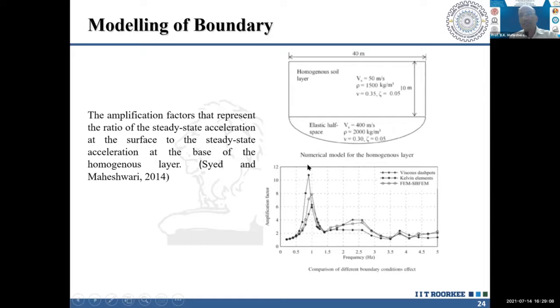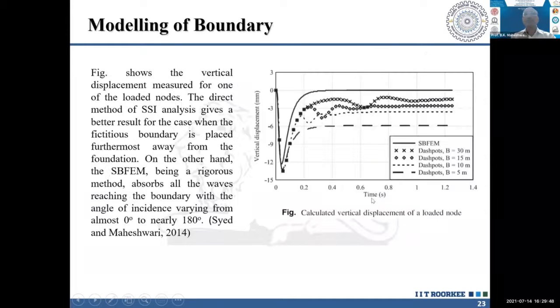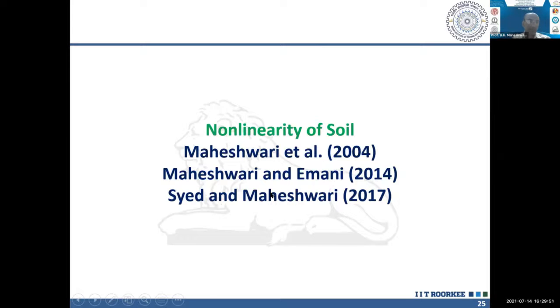further comparison has been done of the results for 1D ground response analysis with viscous dashpot and Kelvin elements. You could see that the solid line is for viscous dashpot, while the hollow one is using FE-SBFEM. At lower frequencies, the viscous dashpot is giving higher response amplification, but at higher frequencies it is the other way. We need to understand that with viscous dashpots and Kelvin elements, only a limited domain has been used, not the exact domain, which has been shown here.